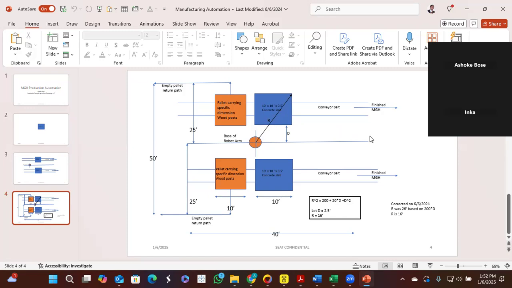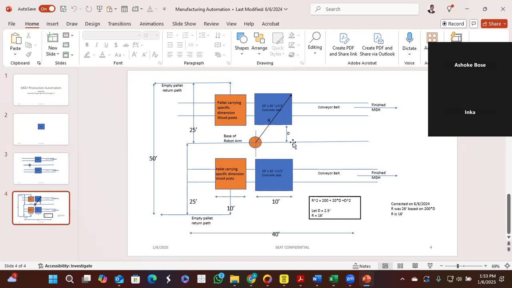So first of all, to answer your question, I'm trying to see if I can help you. In this diagram, from here to here, what is the maximum? 10 feet, 10 foot, right? Very simple. From here to here, what is the maximum? 12.5, right?